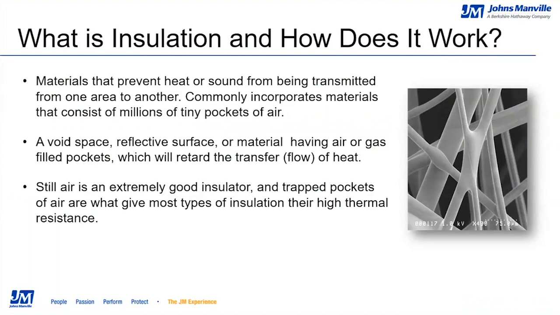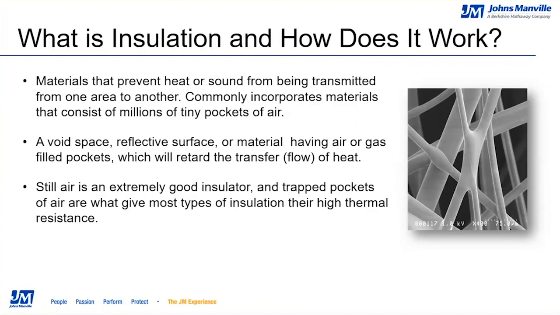Some insulation materials are formed to consist of millions of tiny pockets of air, as you can see in the magnified photo on the right, showing very fine fiberglass fibers formed into an insulation blanket. Air is a very good insulator, and trapped pockets of air are what give most types of insulation, from fiberglass to mineral wools to aerogels, their high thermal resistance. In addition to air pockets, void spaces, reflective surfaces, or materials with gas-filled pockets can retard heat flow.